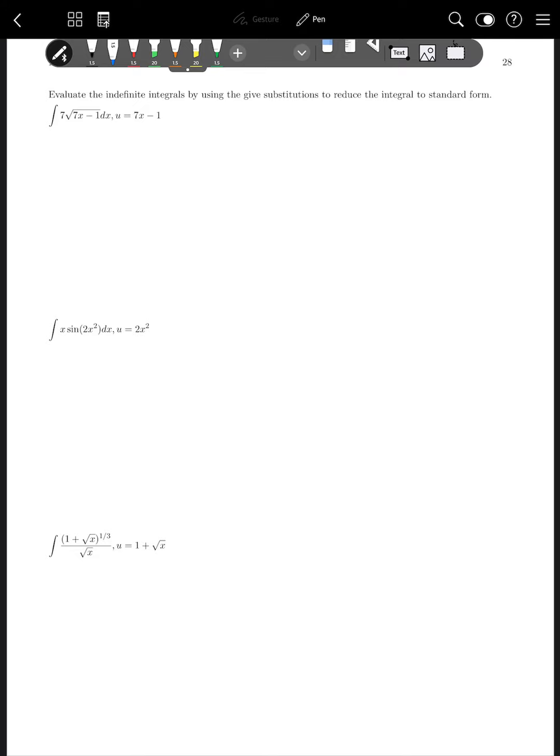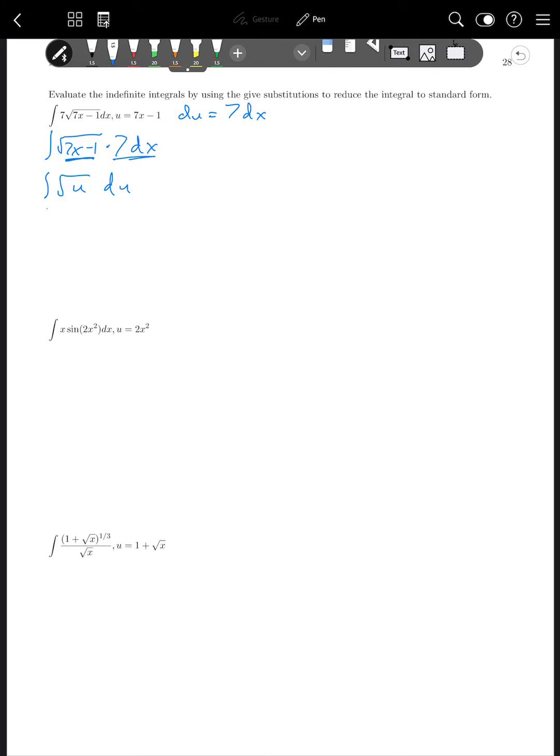Okay, so now that you've had a chance to try this first one, let's go through it together. So just like on the ones on the previous page, start by finding du. In this case, du, the derivative of 7x minus 1, would just be 7 dx. Okay, and so now in this indefinite integral, we can see both these parts. So we've got our square root of 7x minus 1 times 7 dx. So notice you've got u right here, and you've got du right here. So we can substitute, and we get the square root of u du.